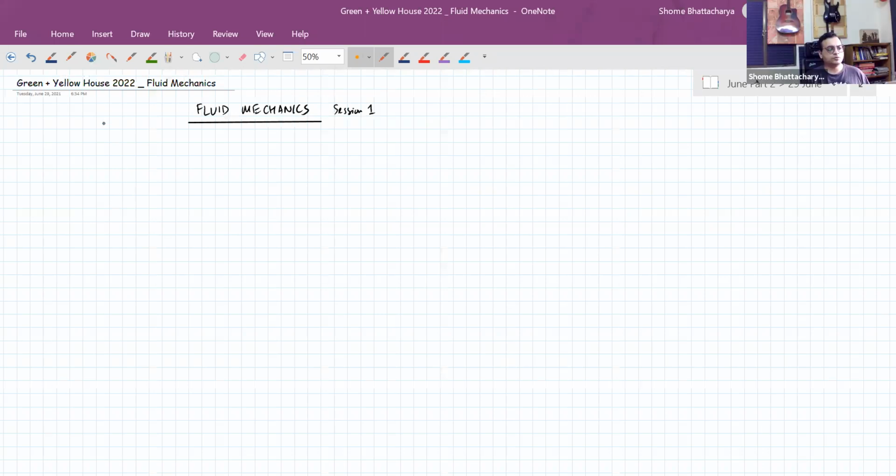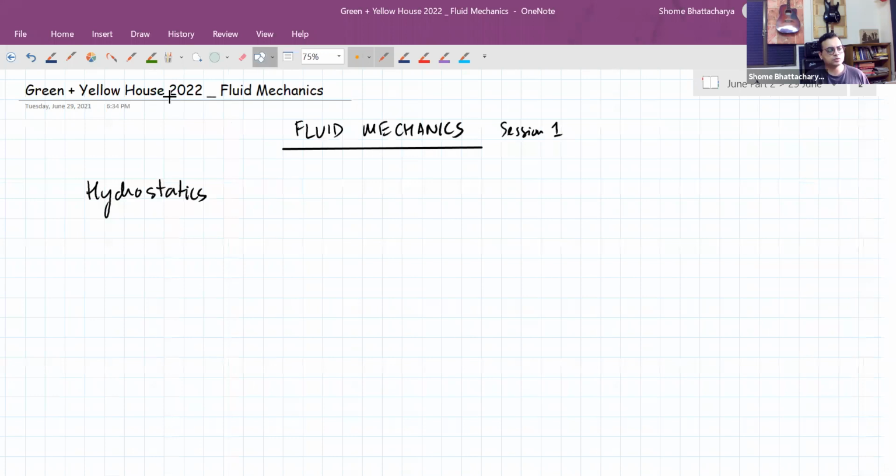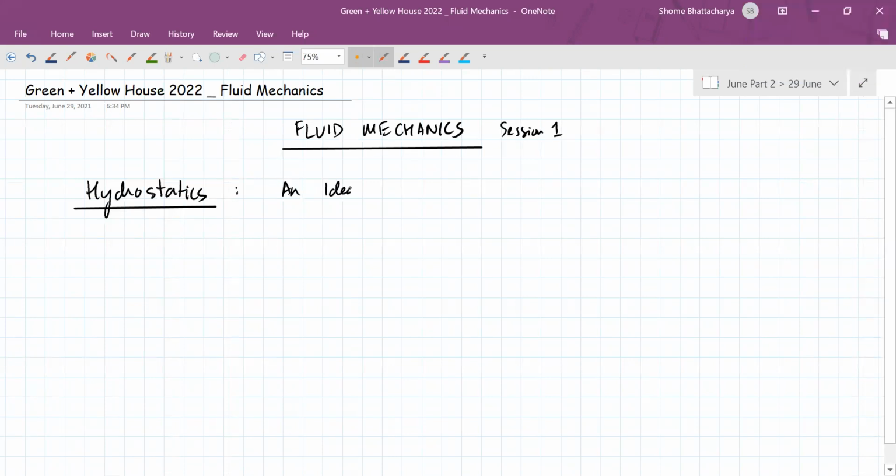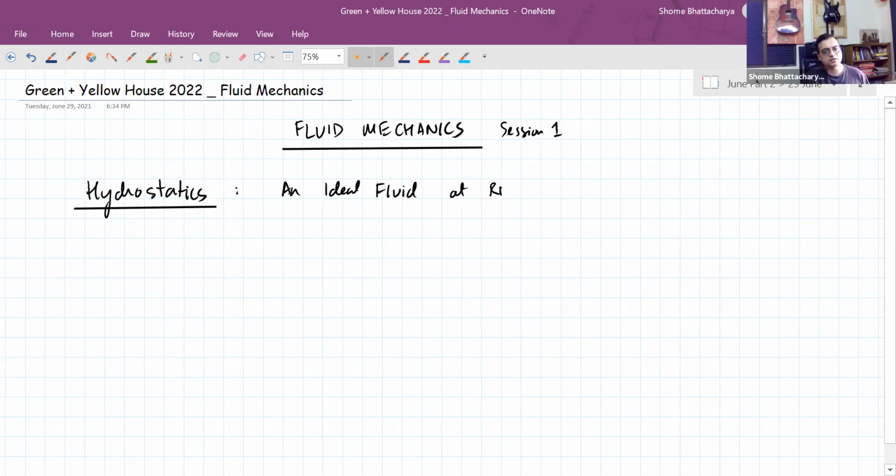Okay, so now about fluid mechanics, the first part is called hydrostatics, which, as the name suggests, is to do with the fluid at rest. Hydrostatics is about the physics of a fluid, but in this case, we talk about something called an ideal fluid at rest, what we call static. Now the question is, what is an ideal fluid?